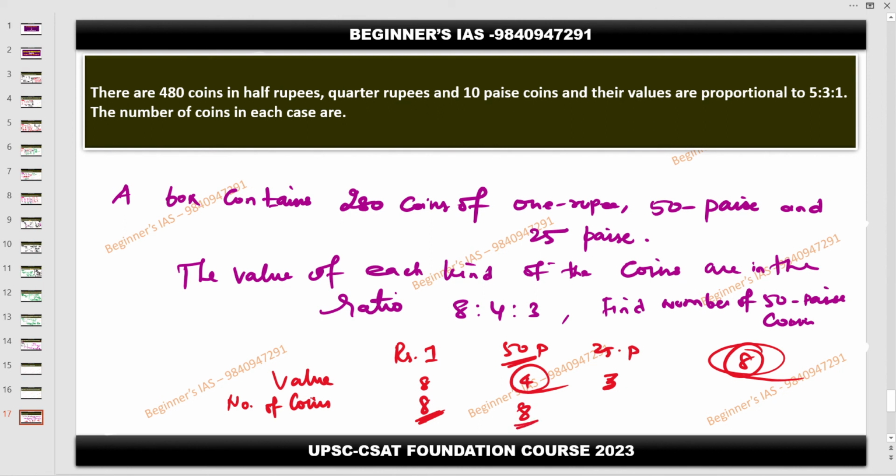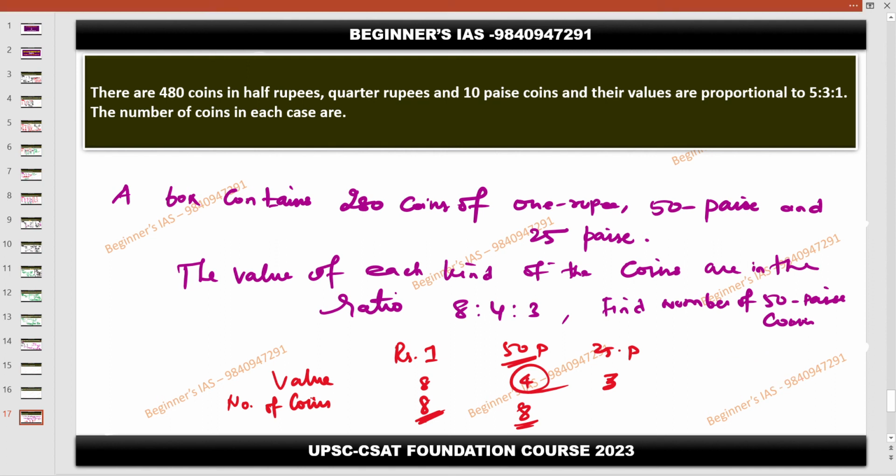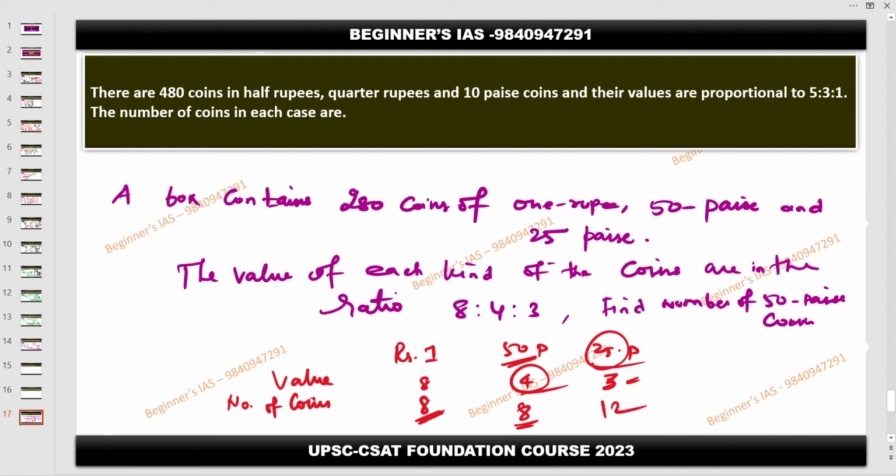You know how 8, right? You got how 8 or not? Yes, sir. 8 fifty-paise coins is equal to 4 rupees. Clear? See, listen, the value is 4 here. So to get the value as 3, how many 25 paise coins are required? 12. Clear?